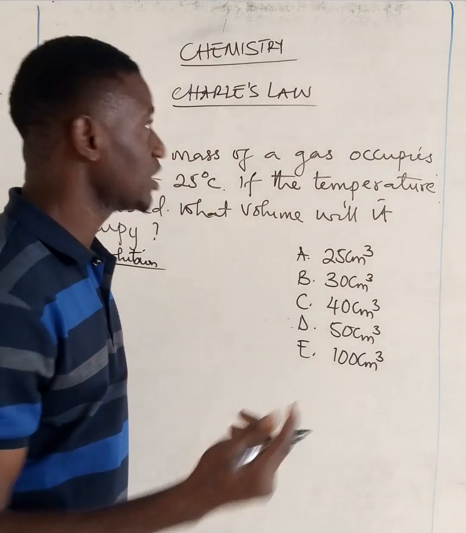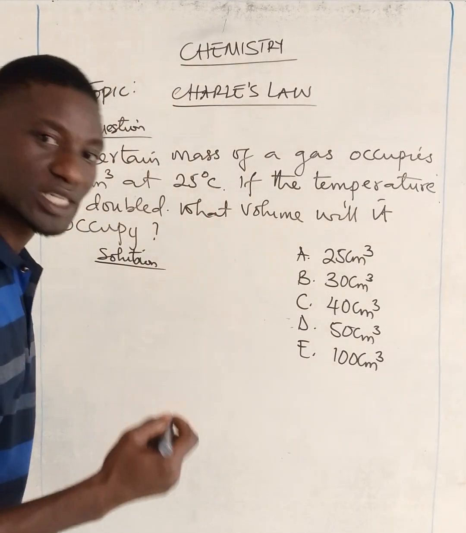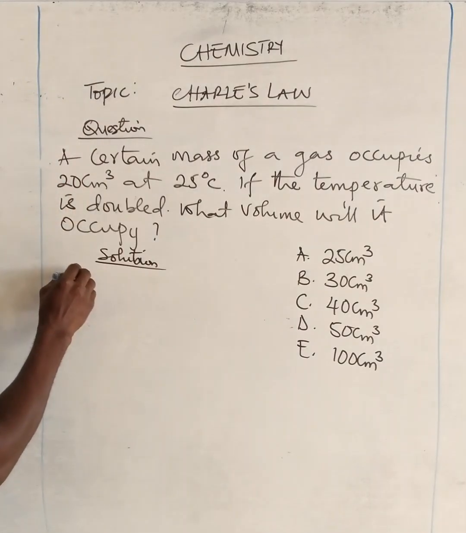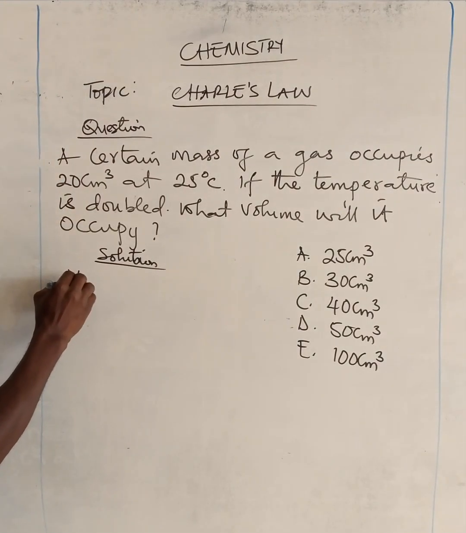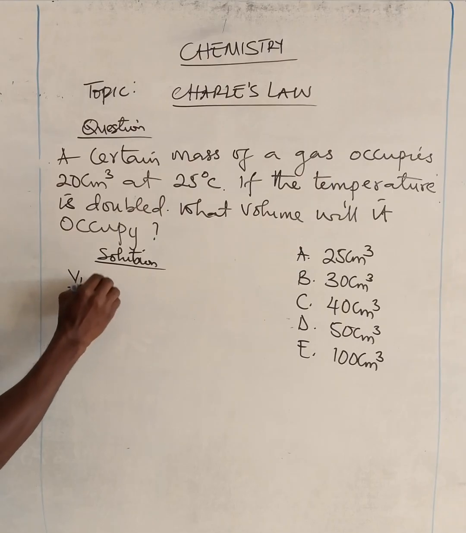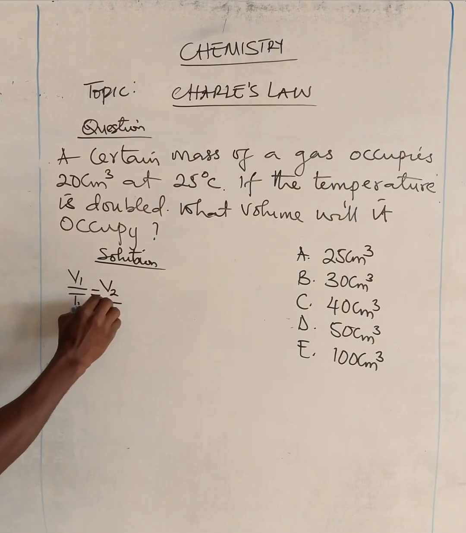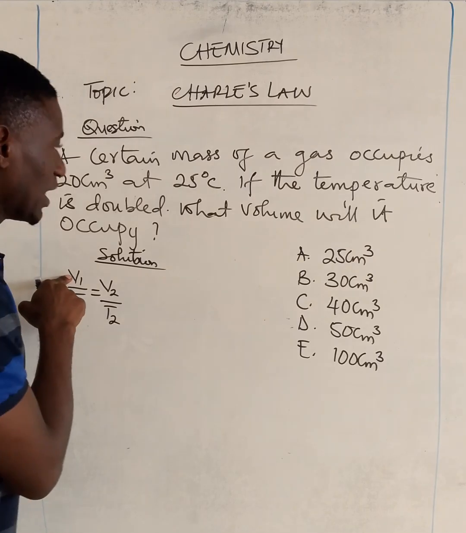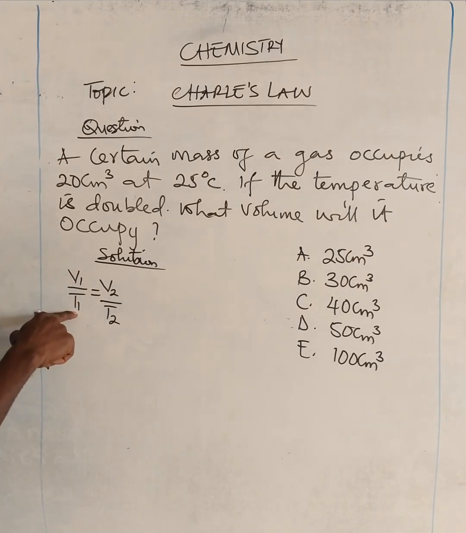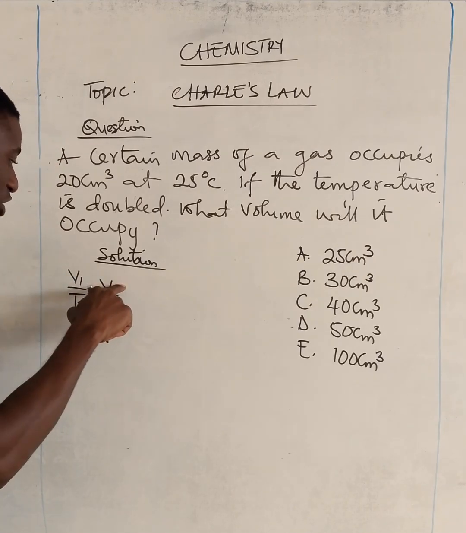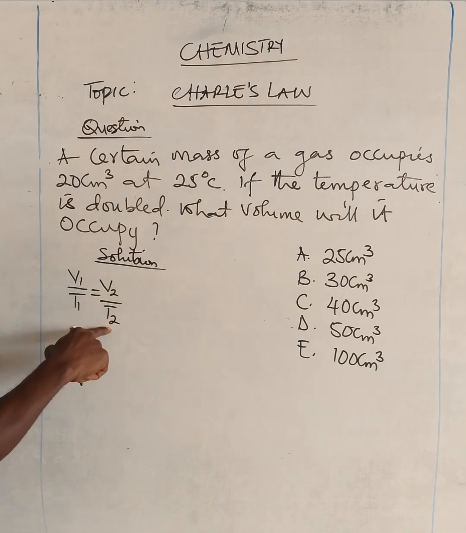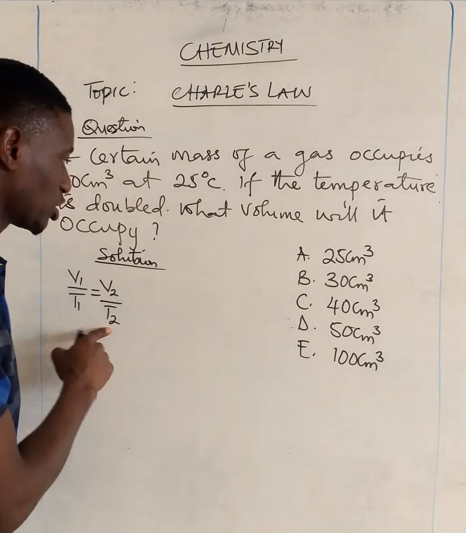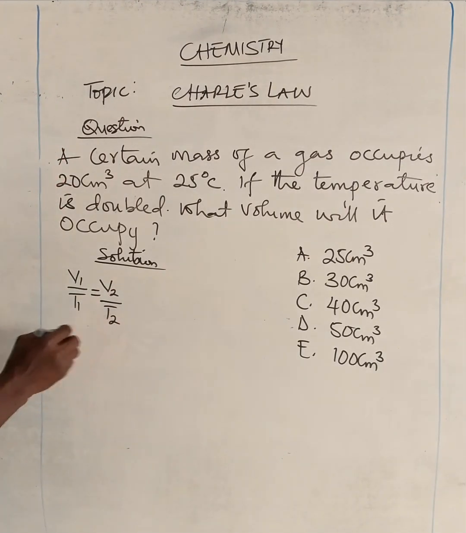Alright, since we are applying Charles' law, we invoke the Charles' law equation. The Charles' law equation has it that V1 over T1 is equal to V2 over T2, where V1 is the initial volume of the gas, T1 is the initial temperature of the gas, V2 is the final volume of the gas, and T2 is the final temperature of the gas. So let us bring our parameters.